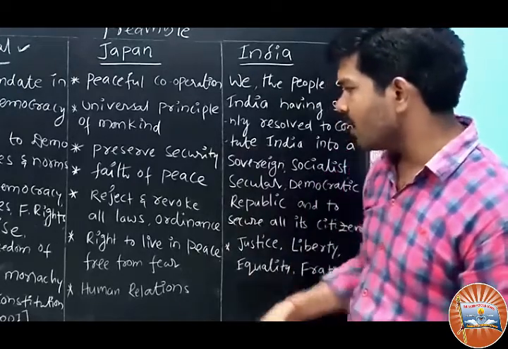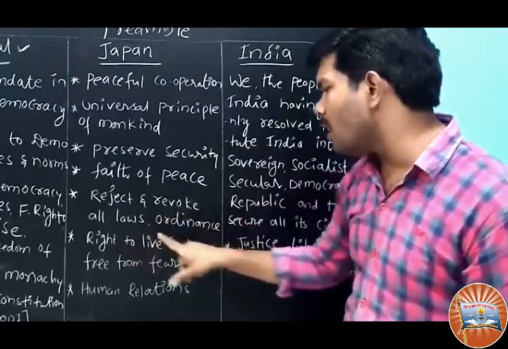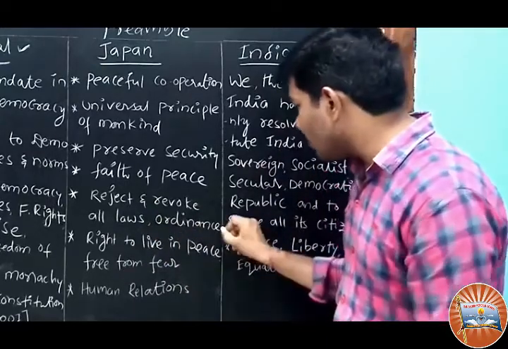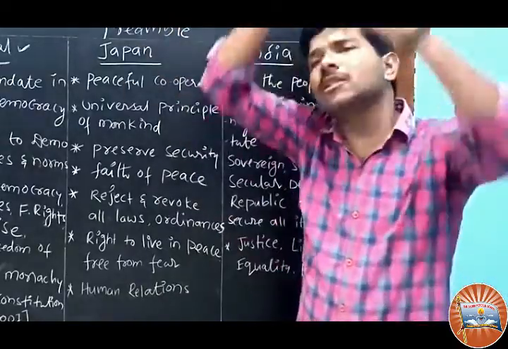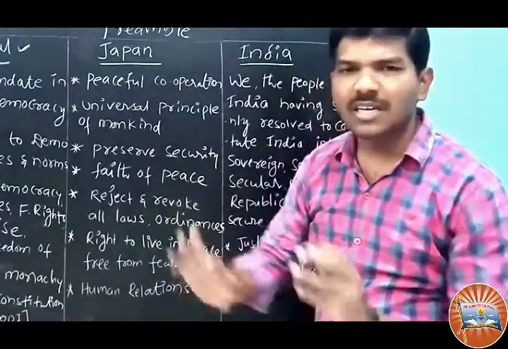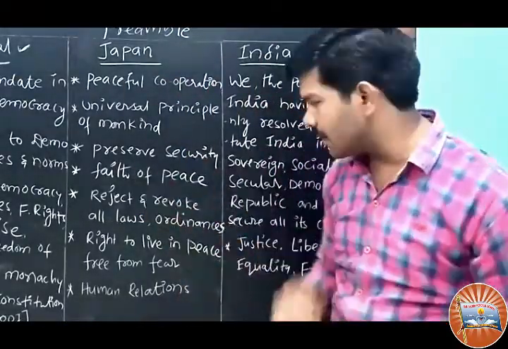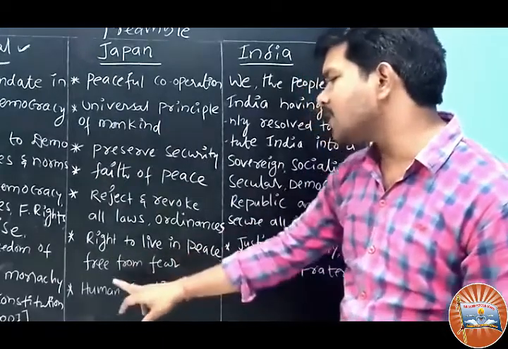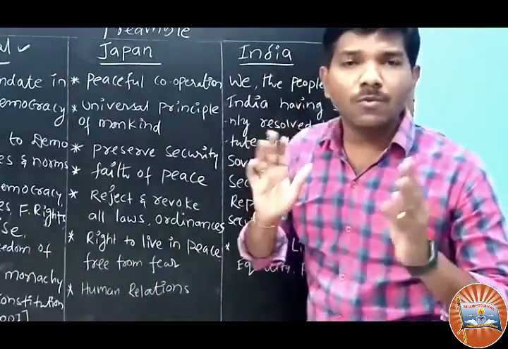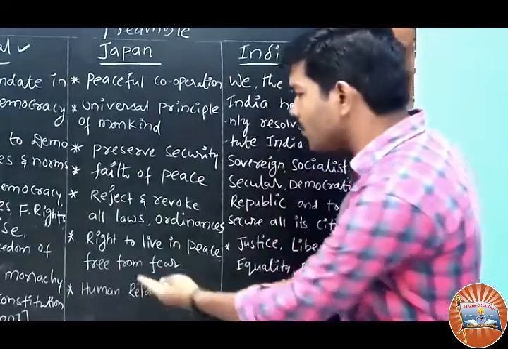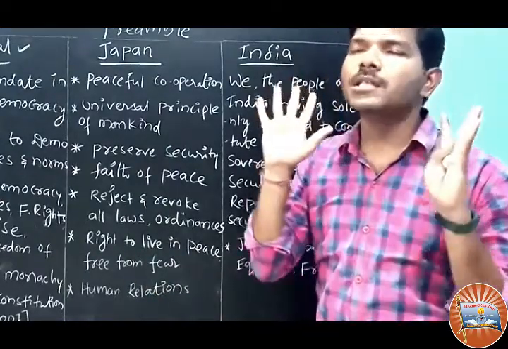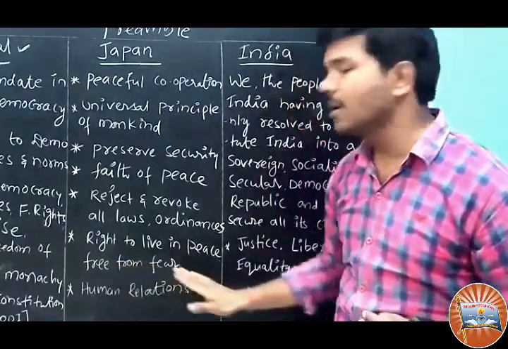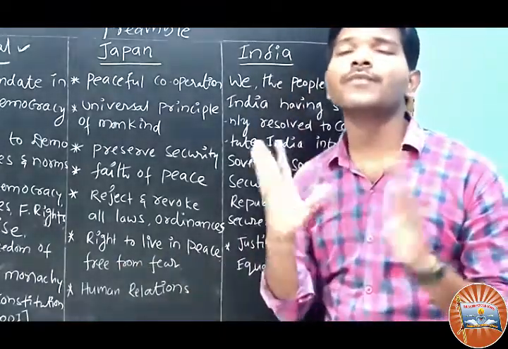That you already know. Reject and revoke all laws and ordinances. They revoked previous laws. Whatever laws they made before, all the laws were cancelled. They rejected, they revoked, they cancelled. Right to live in peace, free from fear. So what the people of Japan wanted was the right to live in peace, in a peaceful environment without fear.